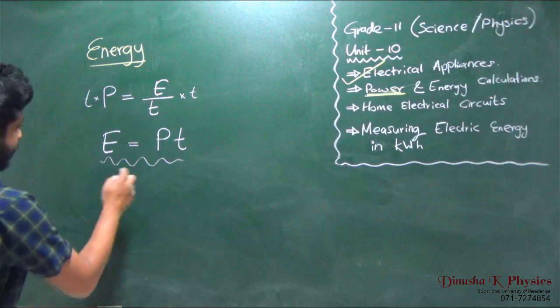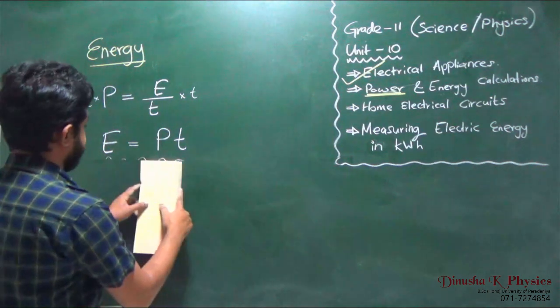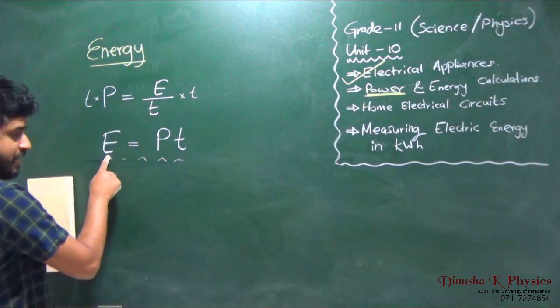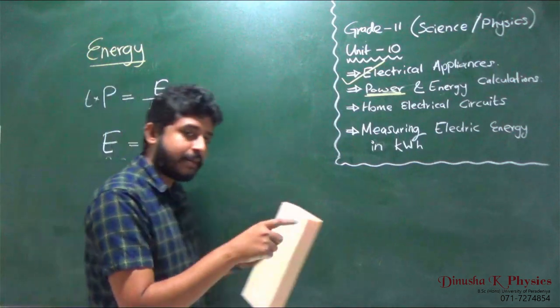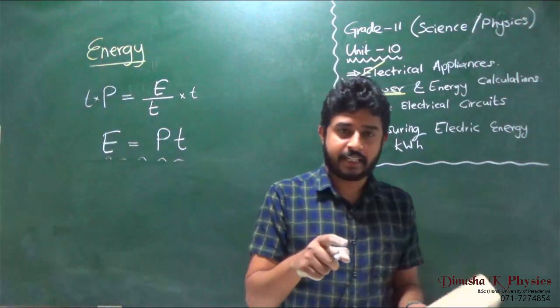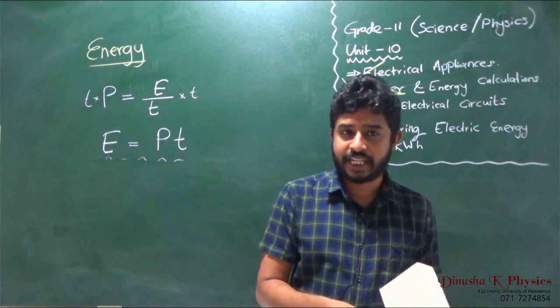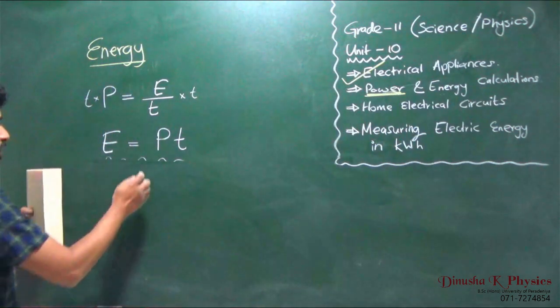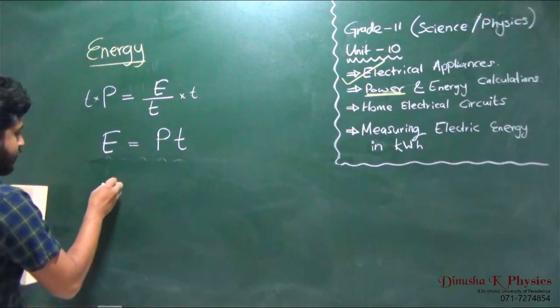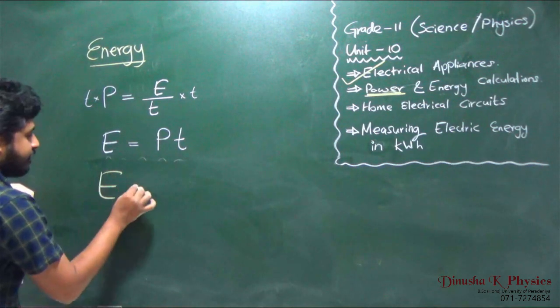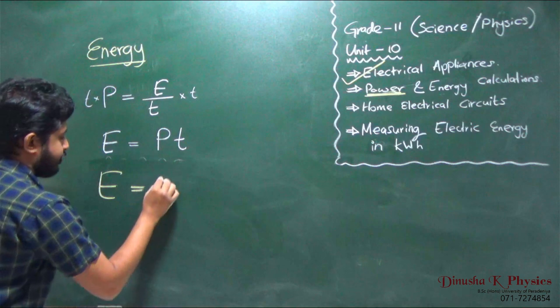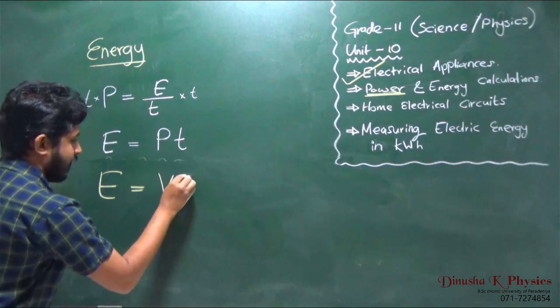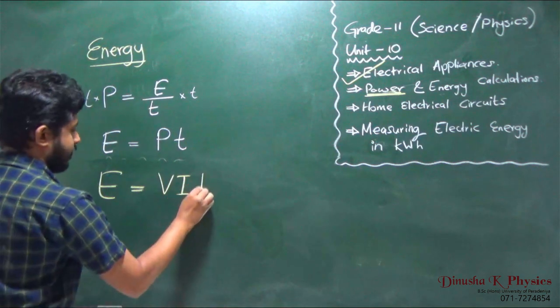So using this formula we know how to calculate energy, but we also know that power can be written as the product of voltage and current. Power එක ලියන්න පුළුවන් voltage and current පාවිච්චි කරලා නේද? So E will be equal to, instead of P I will write V, I and T.